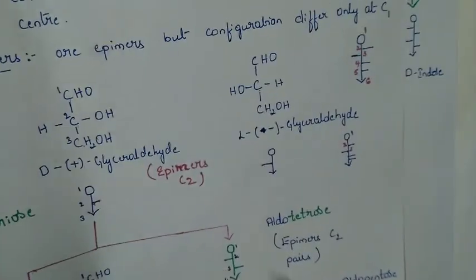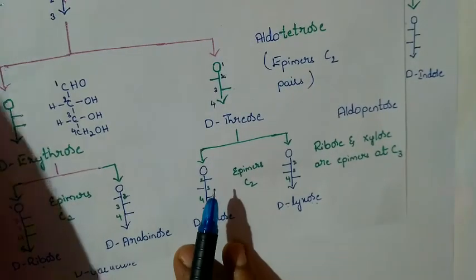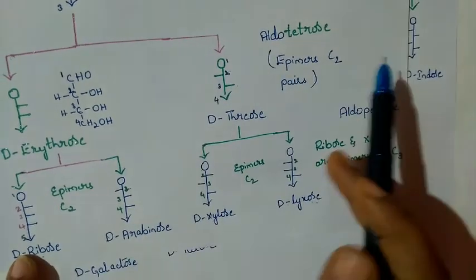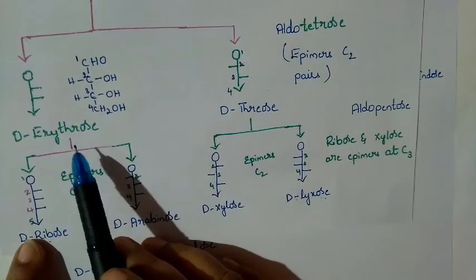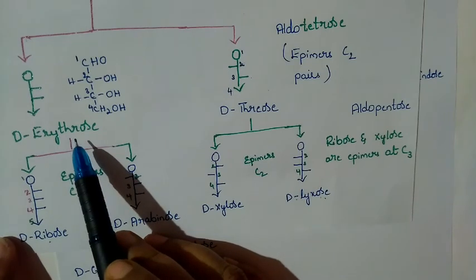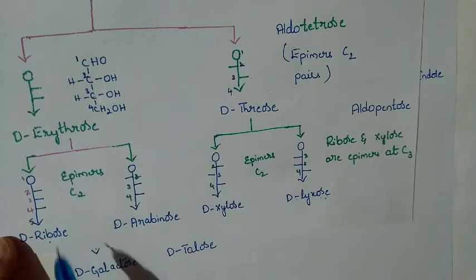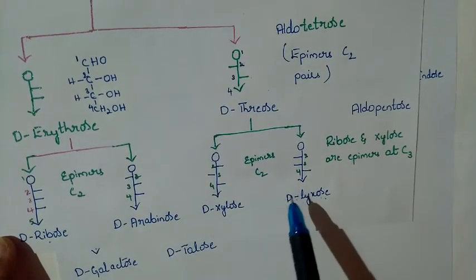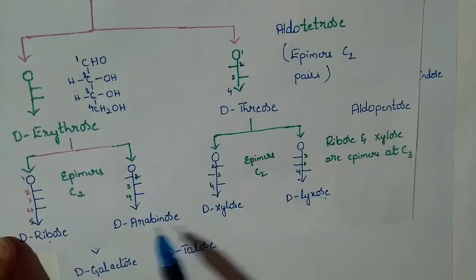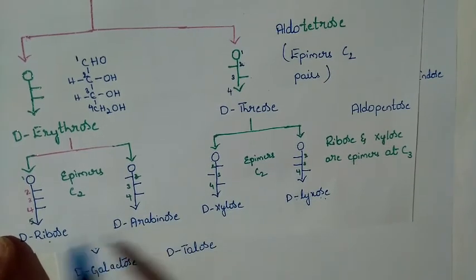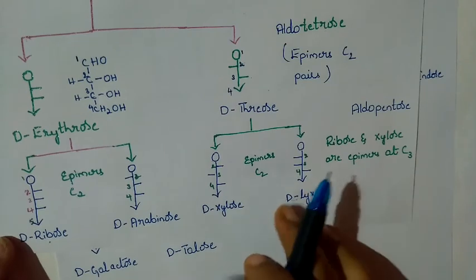So you can remember glyceraldehyde. After that, D-tetrose was there. In D-tetrose, we have taken two examples, D-erythrose and D-threose. You can remember that one also. Until here it is fine, because ribose, arabinose, xylose, lyxose have only a slight change in their names, so it is easy for you to remember this one also.